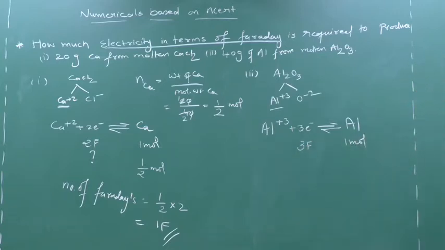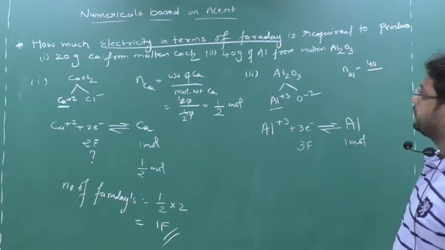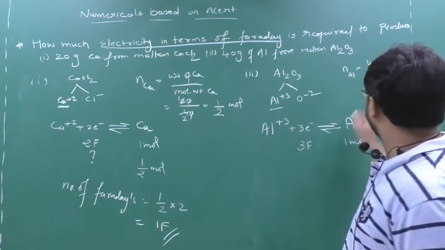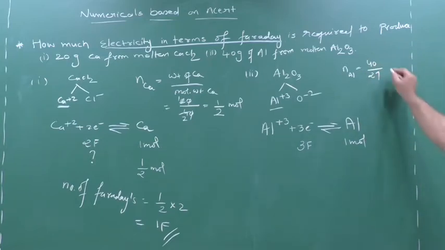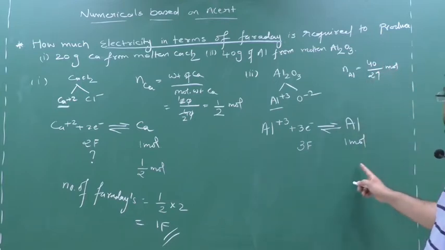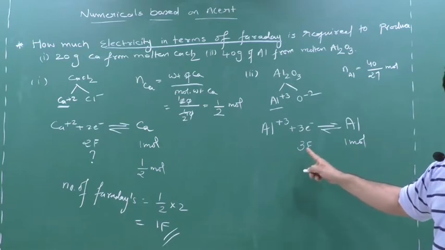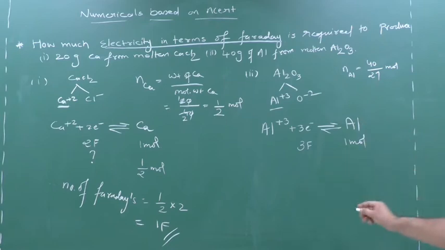Clear? Now I will calculate the mole of aluminium: weight upon molecular weight. The molecular weight of aluminium is 27. So this much mole. No need to calculate here, just put the values 40 by 27. Why? Because this 3 and 3 can be cut with this 27, because 27 is a multiple of 3. That's why.